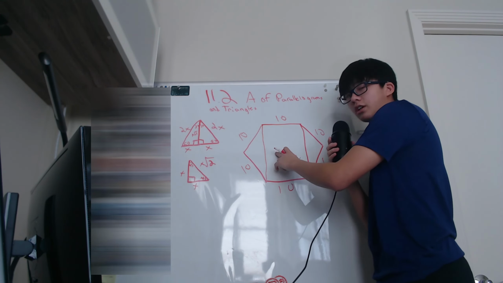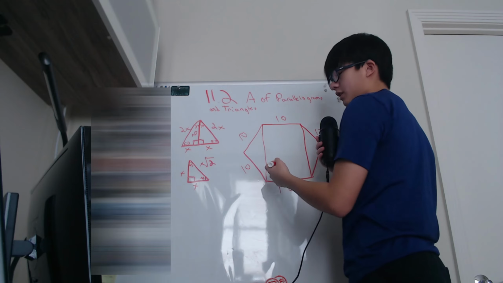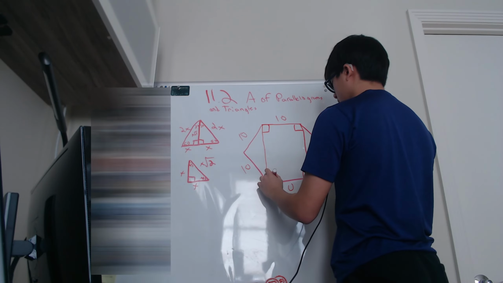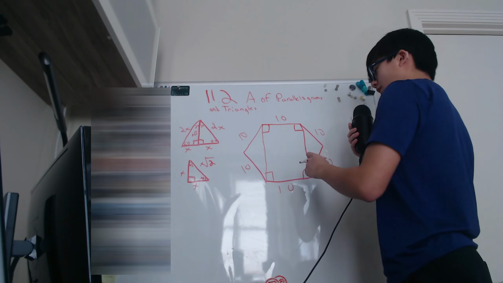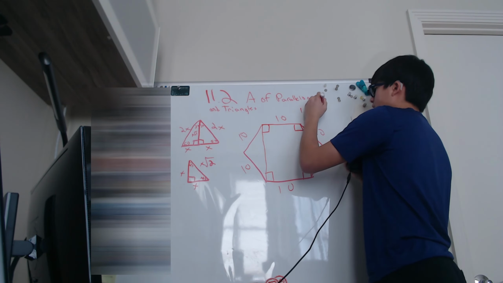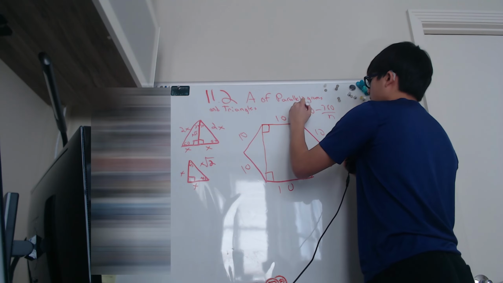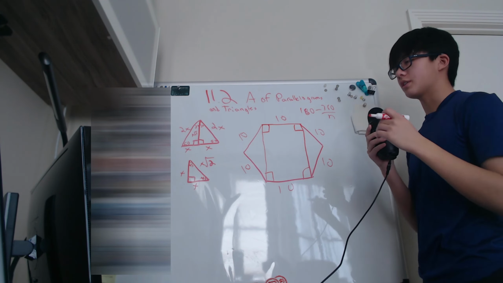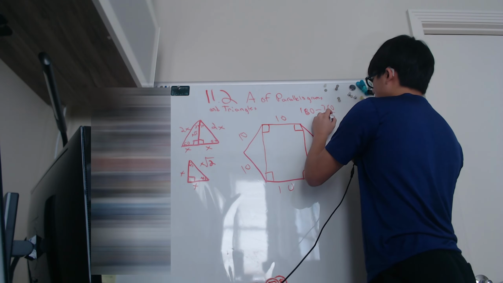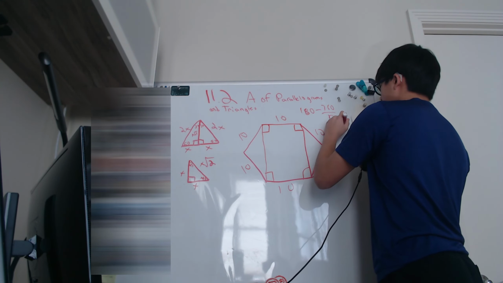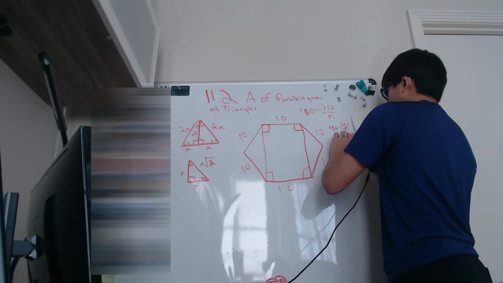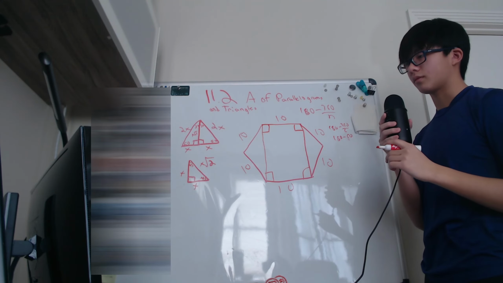Now, because we've created a rectangle here, by the rectangle property each angle is 90 degrees. Now, you might be thinking, how do we solve for this angle here? Well, we can use the formula 180 minus 360 over n, in which n is the number of sides. This is how we find the measure of an interior angle of a regular hexagon. We already know n is 6, so it's 180 minus 360 over 6, which is 180 minus 60.